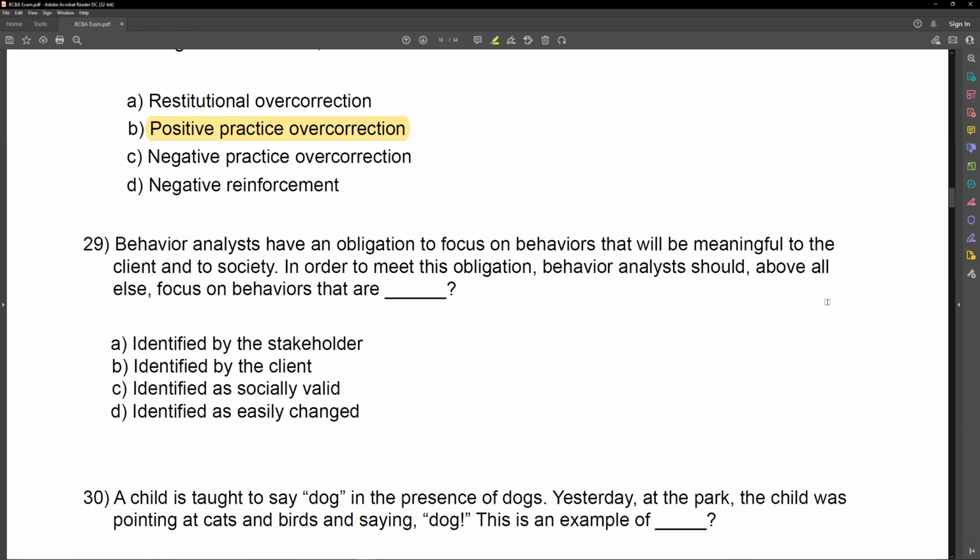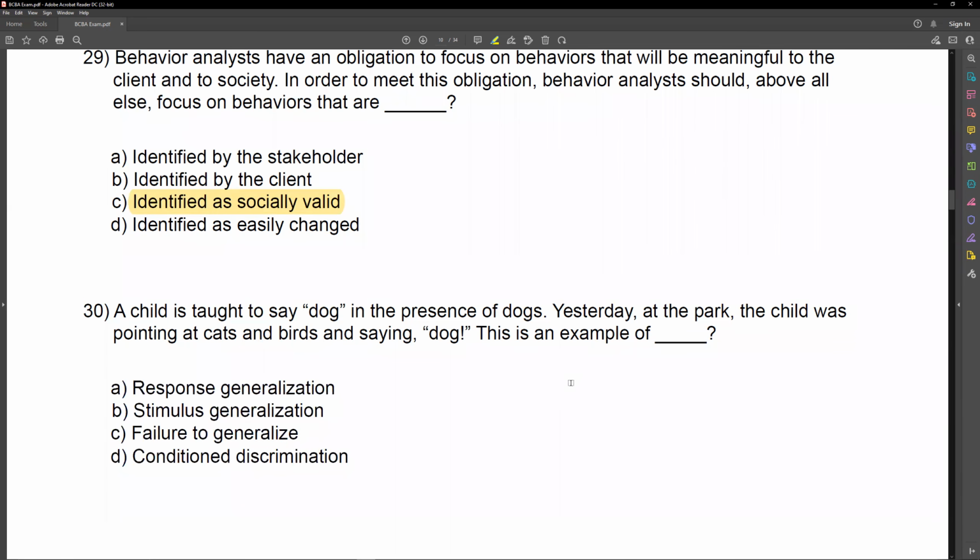So what about identified as socially valid? Yes, that is the definition of a socially valid behavior. Behavior that's meaningful to the client and to society is going to have positive impact and outcome in that client's life. So in order to meet this obligation, we should always focus on behaviors that are socially valid. What about D, identified as easily changed? No, sometimes behaviors aren't easy to change. That's part of our job. So if we want to focus on behaviors that will be meaningful to the client and to society, we want to focus on behaviors that are identified as socially valid.